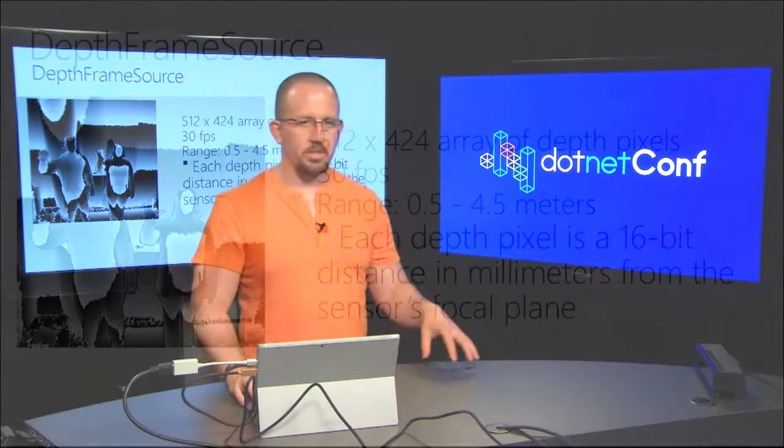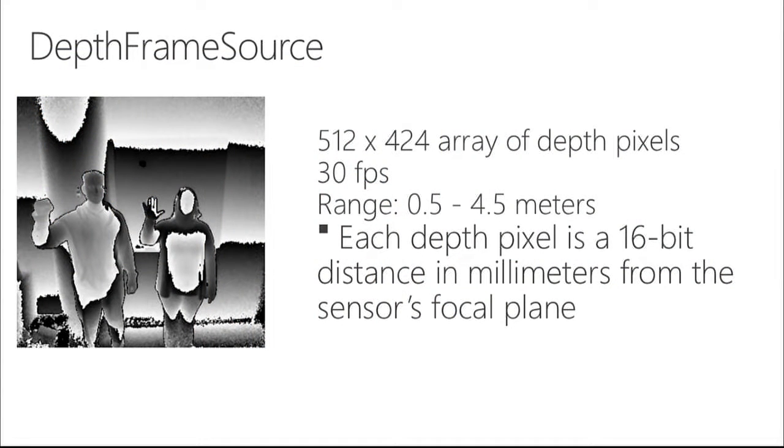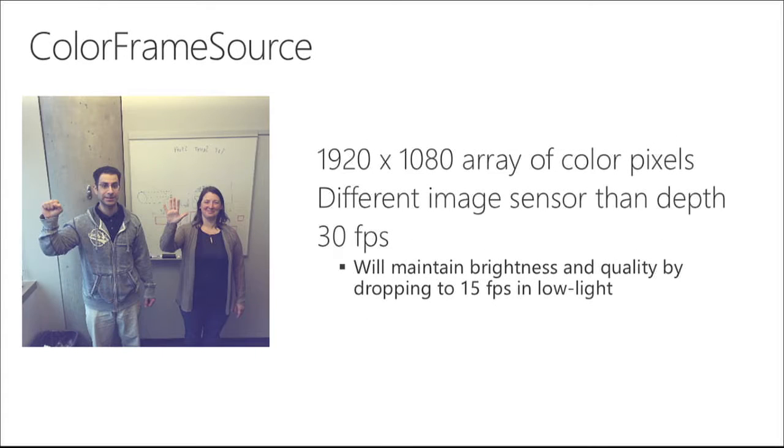So the depth frame source is also 512 by 424 resolution, also at 30 frames per second. Again, we talked about that range being from 0.5 centimeter out to 4.5 meters. I didn't update this slide, but when we launch the SDK this summer, we will have extended depth out to 8 meters. And so we're excited about that addition.